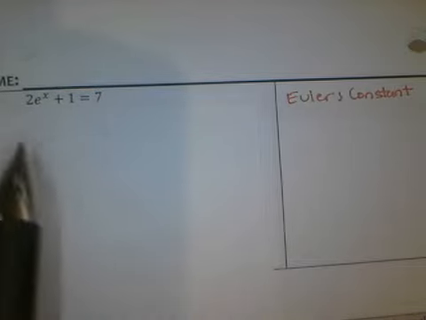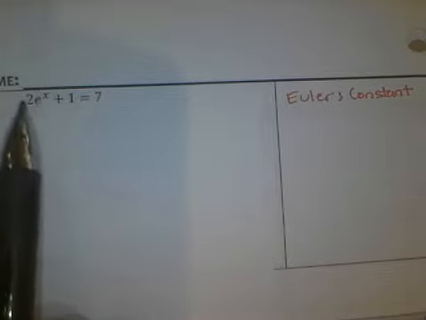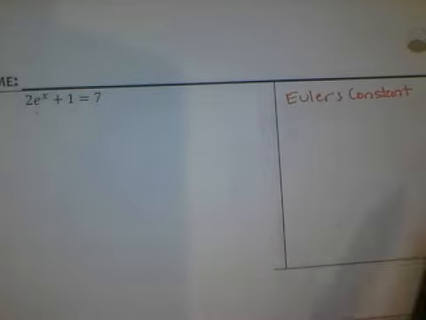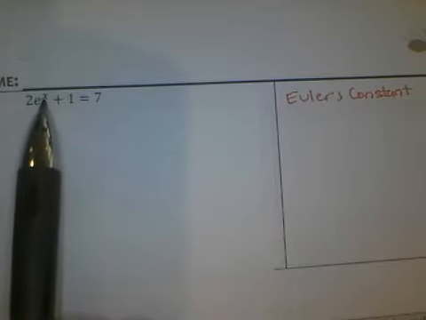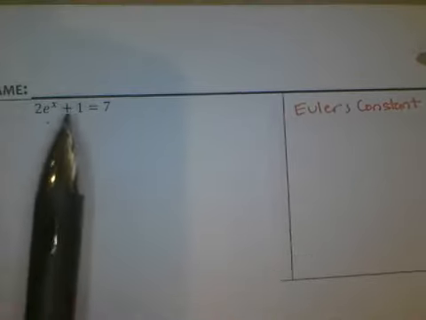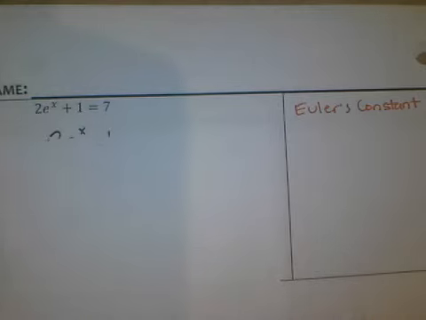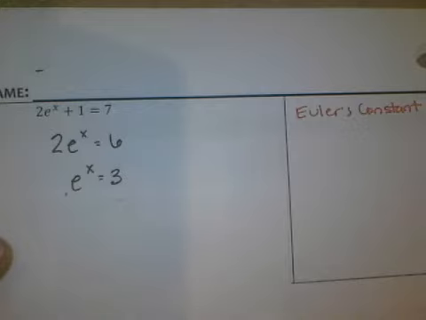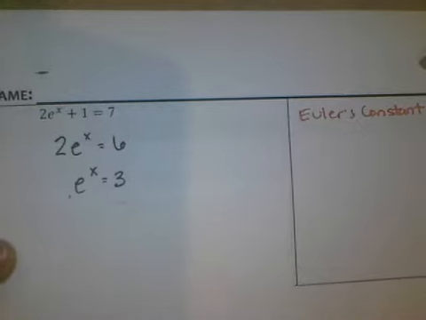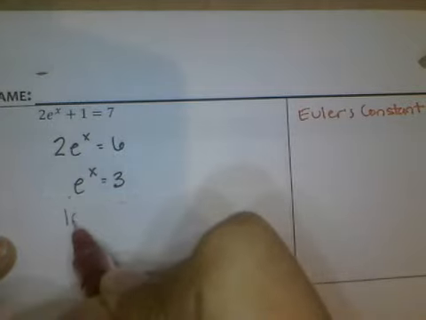It's just some number, but it's irrational, so it's easier to write e than to actually write what the decimal is because they keep on going. If your variable is an exponent, we will use a logarithm to rearrange this. First, we're going to isolate, so we subtract 1, and then we divide by 2, and we get e to the x equals 3.